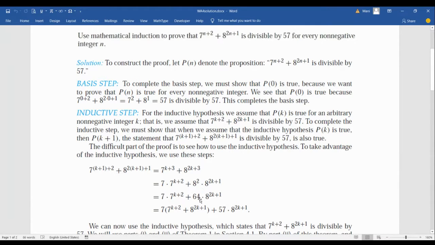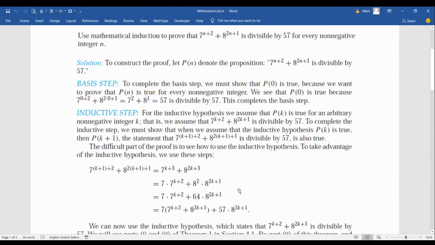If you write 64 as 57 plus 7, it means that you multiply 8 power 2k plus 1 once to 7, once to 57. So what you have here is 7 multiply this term plus 57 multiply 8 power 2k plus 1. So now you can factor 7 from this term and this term, you see, and 57 multiply 8 power 2k plus 1 is already there. So you already reached this part.